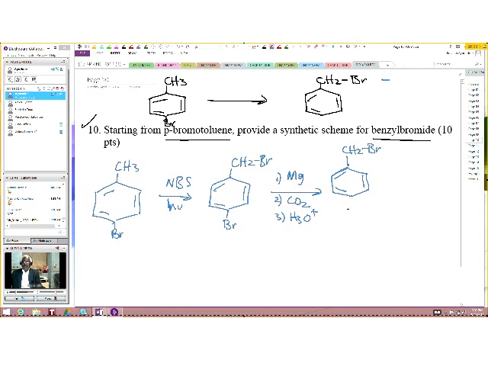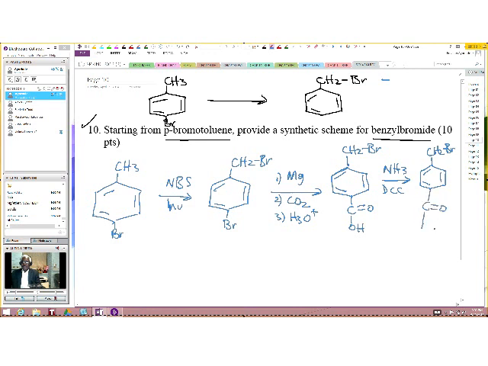Now you form this. So now where do you want to go with this? Okay, DCC, very good. Ammonia with DCC. So now you want to form a primary amide. Excellent. Now you form a primary amide, then what do you do? Okay, Hofmann. Very good.